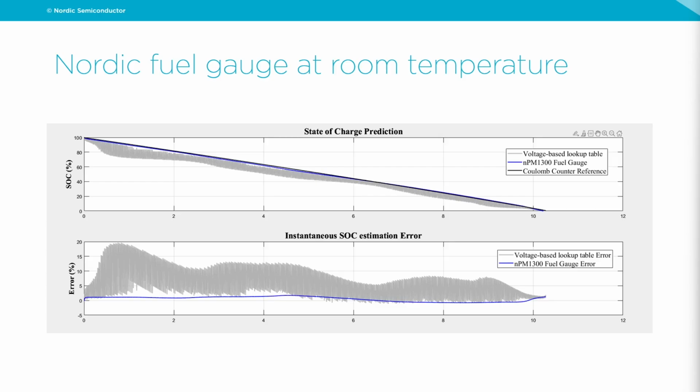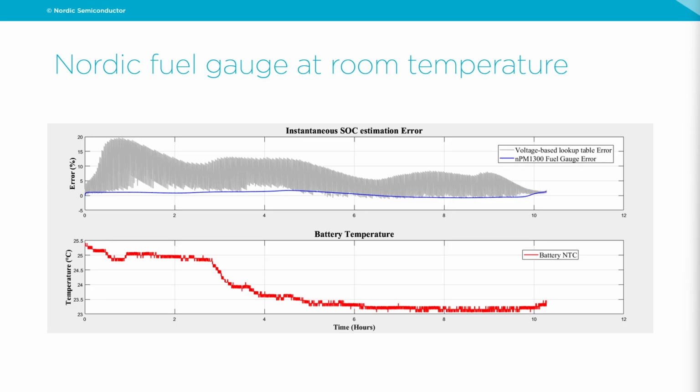And on the bottom graph, you can see the instantaneous estimation error when the coulomb counter is used as a reference. You can see that the error for the OCV is up to 20%, but it's hovering normally around 10-15%, whereas the NPM 1300 never strays above 3%. And this was actually done under a pretty stable temperature, which would indicate that the NPM 1300 is good under normal conditions, and the OCV method is not even close under those conditions.